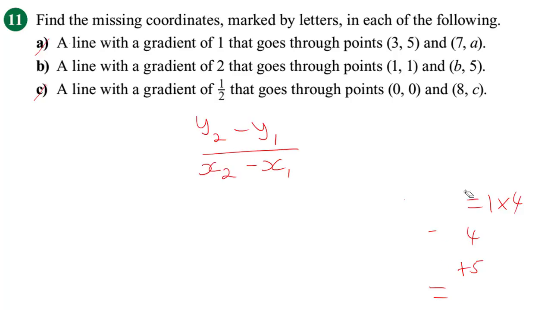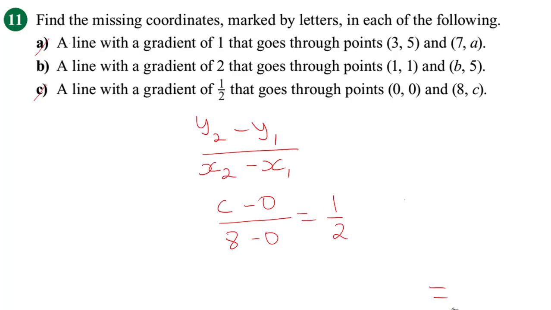So question C says a line with a gradient of a half that goes through points (0, 0) and (8, C), this one. Right? So let's see how to do that. Again, set it up. So y at the second point is C, and at the first point is 0. So we're going to do C take away 0. And the next thing is x. X at point 2 is 8, and at point 1 is 0. So it's 8 take away 0. And that should actually give us what? A half. Okay? Because they've said that gradient is a half. So equate it to a half.